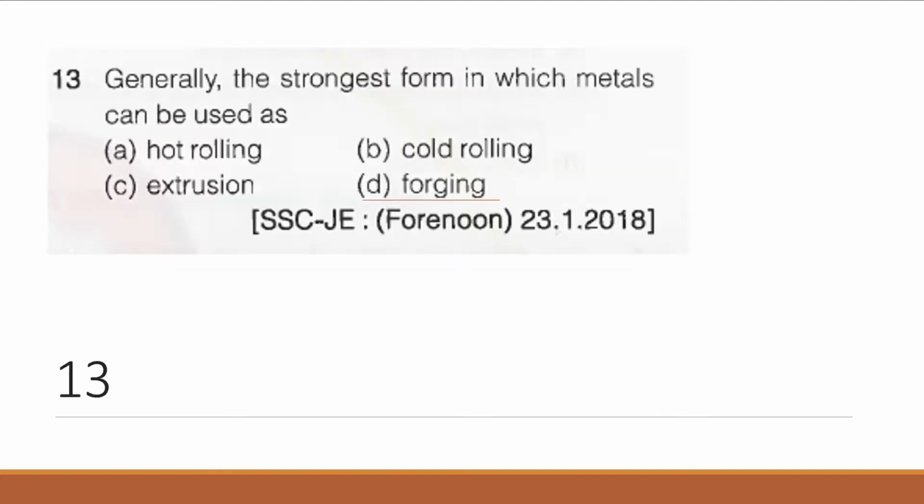Now question number 13. Generally the strongest form in which metal can be used. So the strongest form in which metal can be used is forging. When we obtain a metal by forging, it is the strongest form, right, as compared to hot rolling, extrusion, and cold rolling. So we have a perfect material by forging, which has good ductility as well as good malleability, right? That's why the strongest form of a metal is obtained by forging.